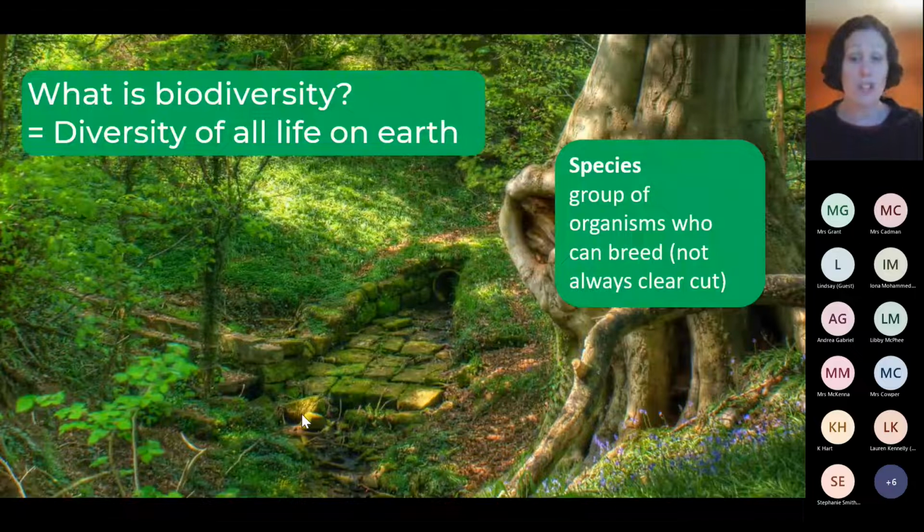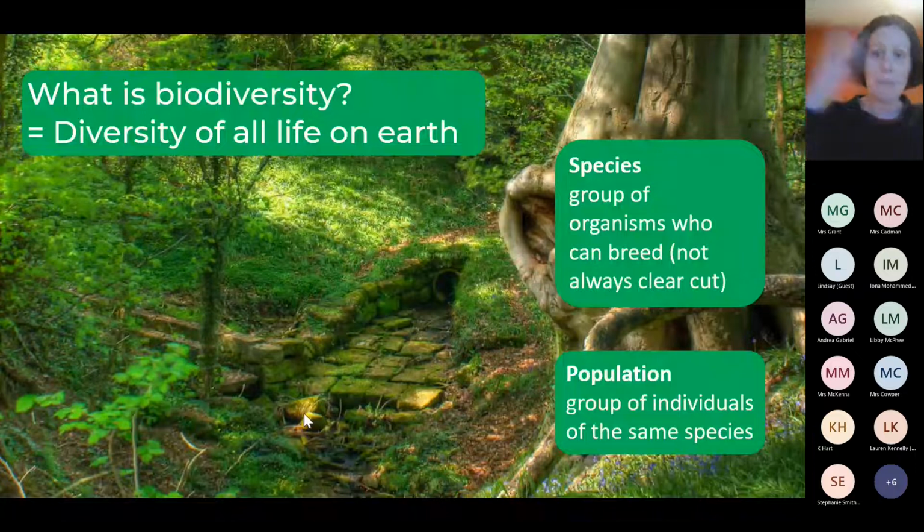We also quite often use the term population, and part of the reason I want to define this is because it will become important for something I'm going to tell you about COP15 a bit later. So a population is a group of individuals of the same species. So you can have a population of elephants living in Africa, a population of red squirrels in Scotland. So it's quite important to define that a population is different from a species.